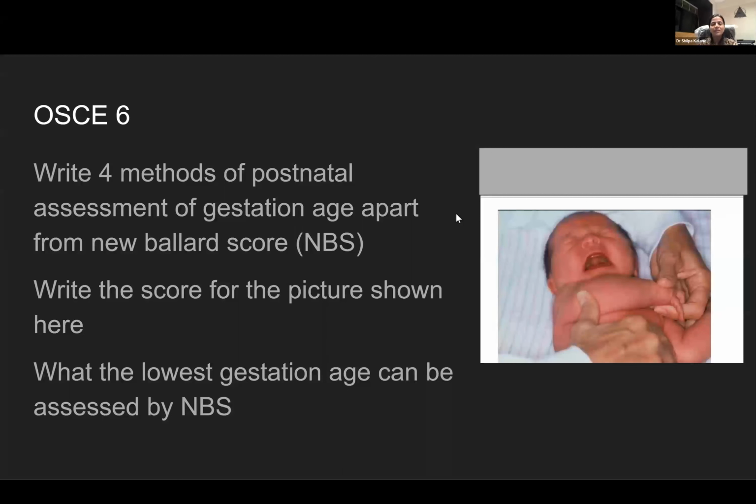Okay, and what are the methods of gestation age assessment apart from New Ballard score? Whatever you know of. LMP, okay. USG, okay. Okay. What else? Dubowitz, Parkin, perfect. Dubowitz. What else? Okay. So we don't have much time.